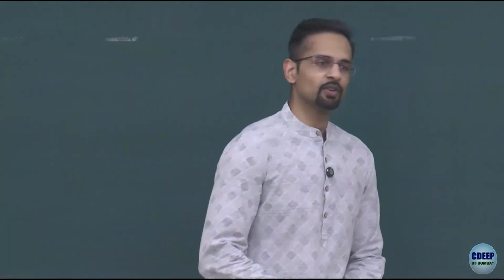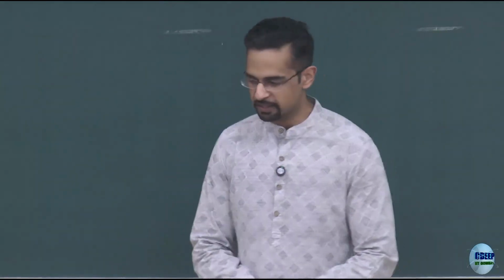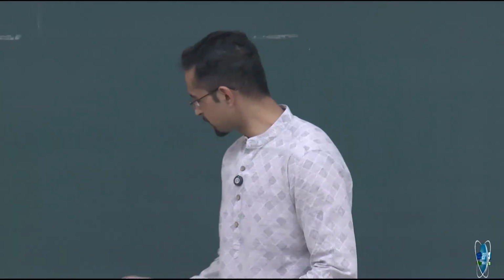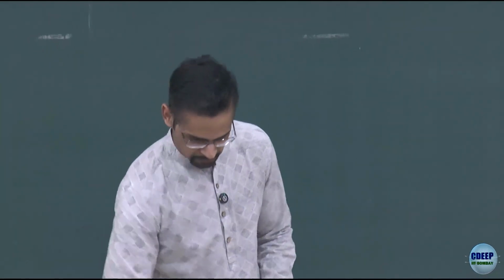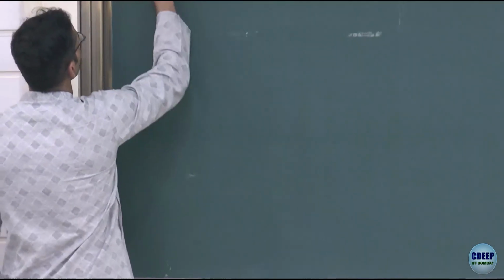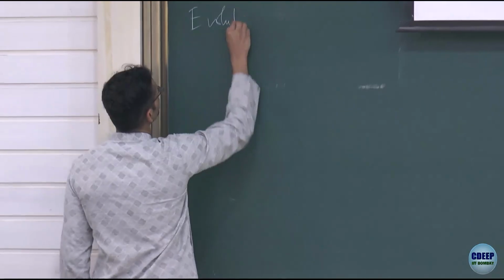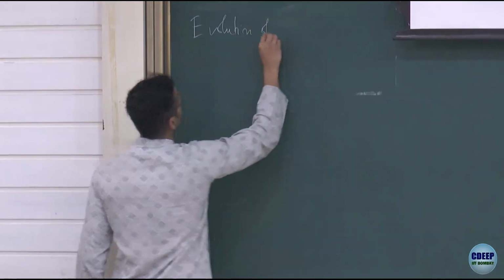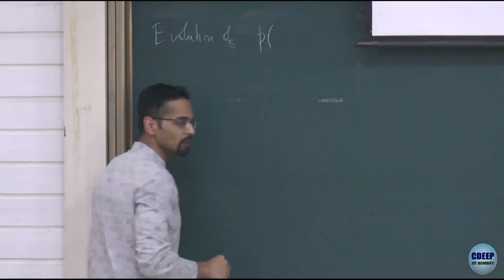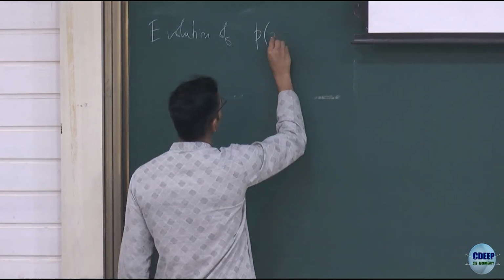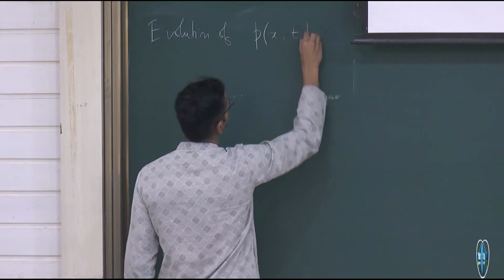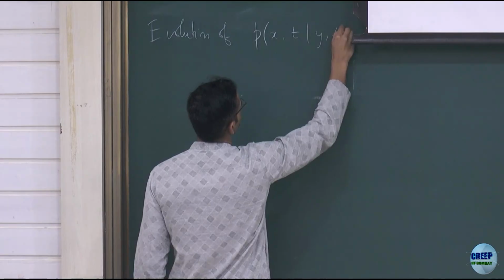Afternoon. So today we are going to start with the discussion of the equation that we just derived in the last class. So what we obtained was an equation for the evolution of the conditional probability of finding a particle at x, t given that it started at y, t prime.